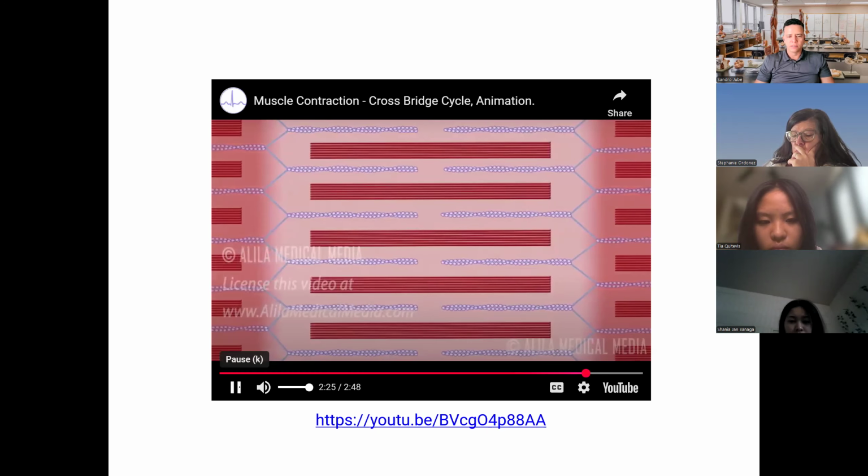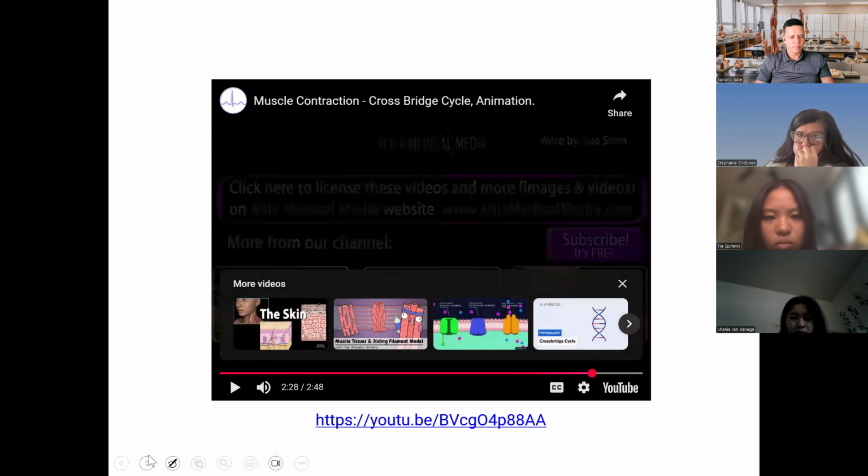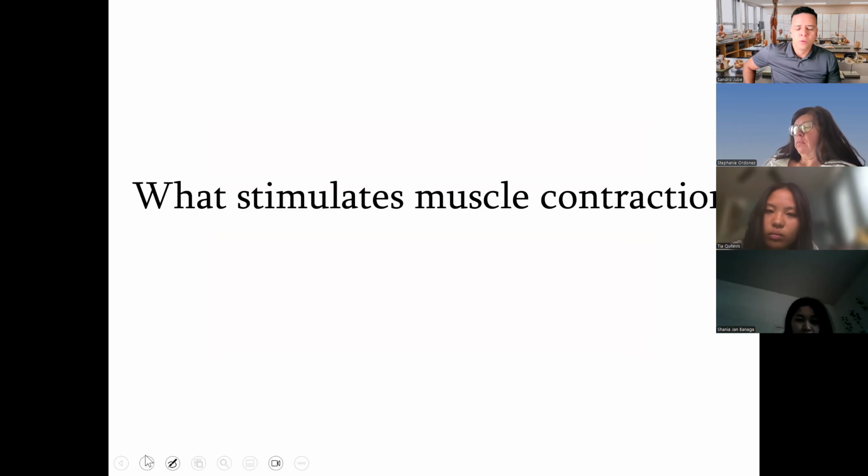All right, guys, any questions? Okay. So far we have zoomed into the skeletal muscle cell, right? And we looked at the molecular level, what's happening when a muscle cell contracts.